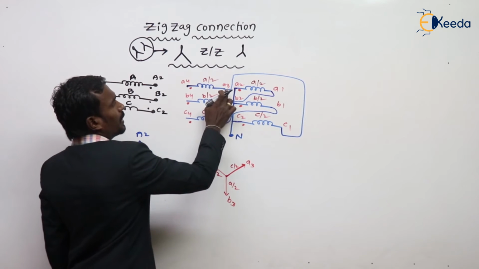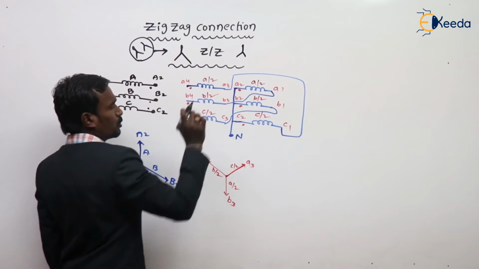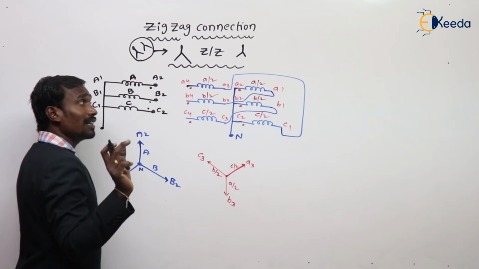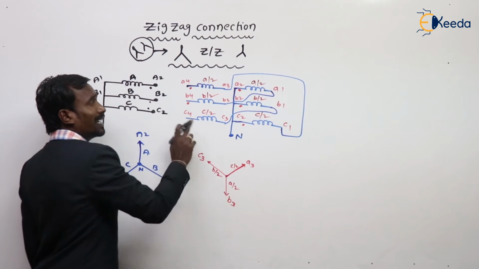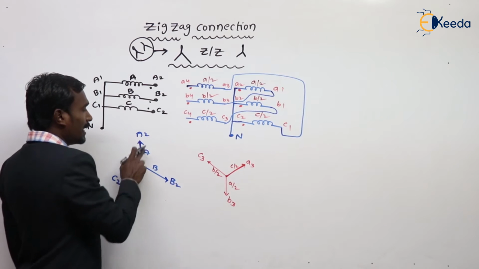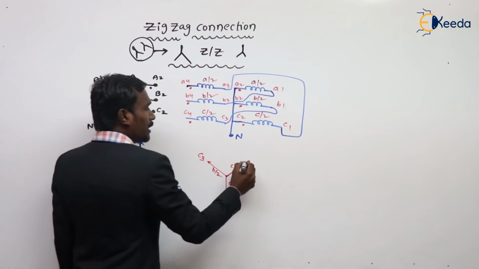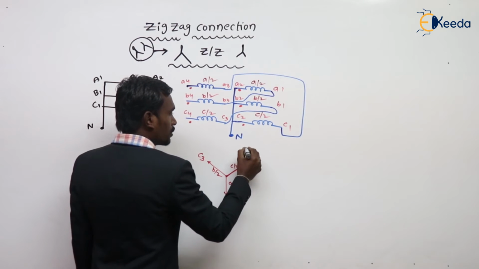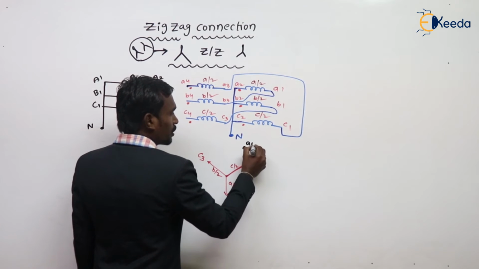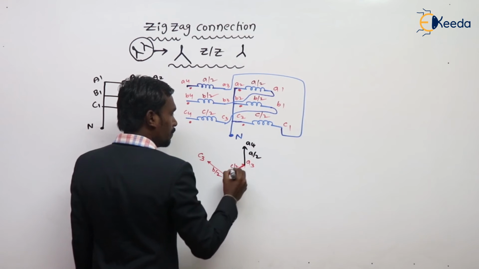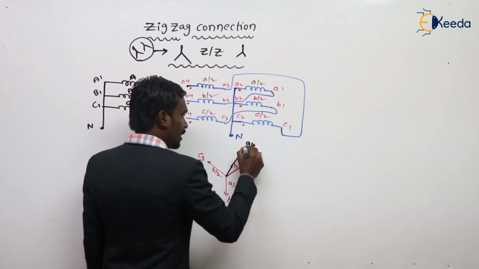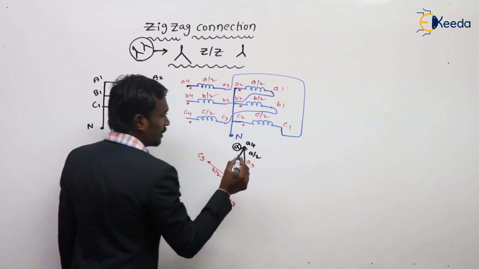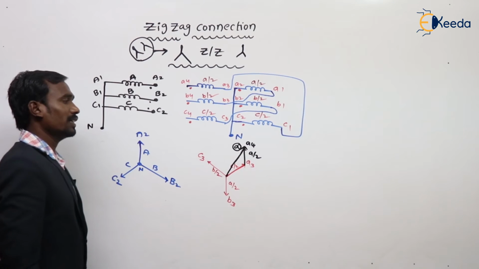Additive polarity here, A3 to A4, A by 2. But listen here, these two are in additive polarity, that's why my A is in upward direction. Here also A should be in upward direction up to A4. This is A by 2 and this is actually A. One is completed.